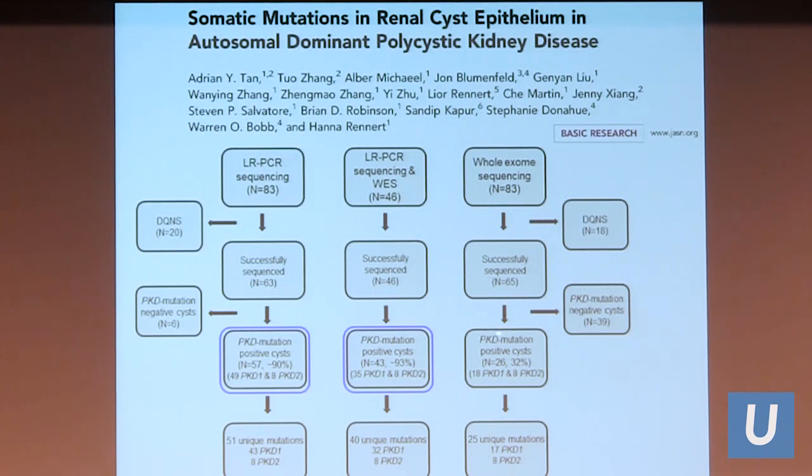So I think this is very strong evidence that somatic mutations are important in the disease. Interestingly, just using the whole exome sequencing, because of the problem of finding mutations in the PKD1 gene, they found a much lower level of mutations.